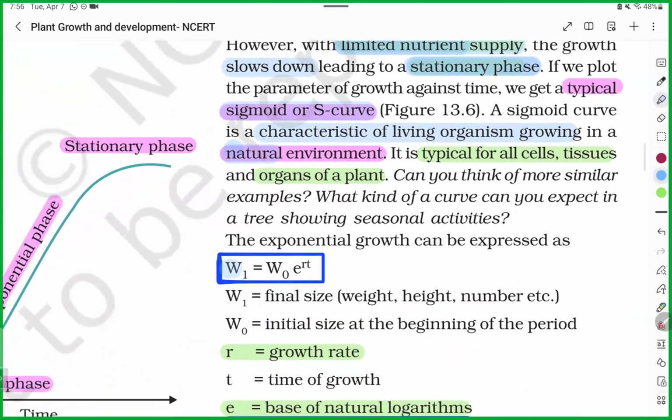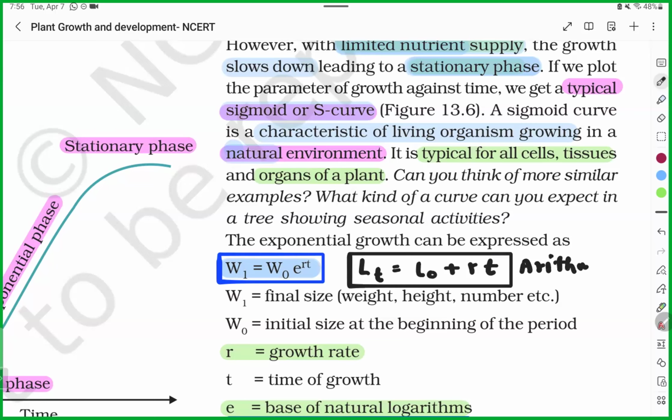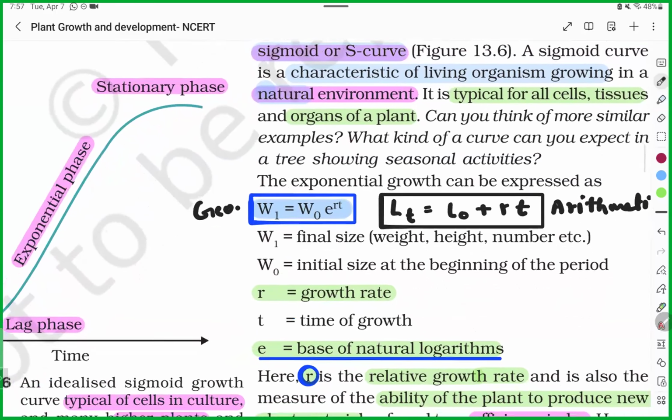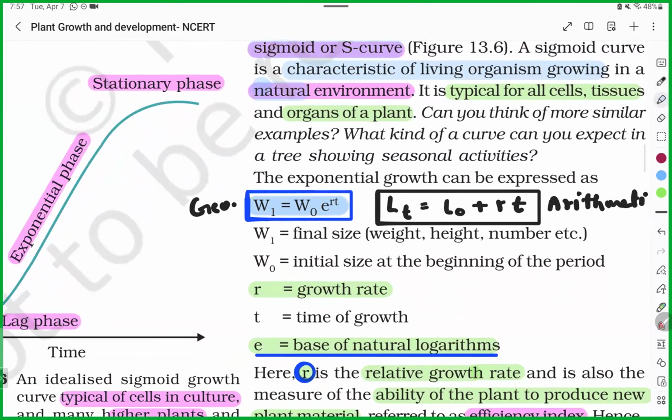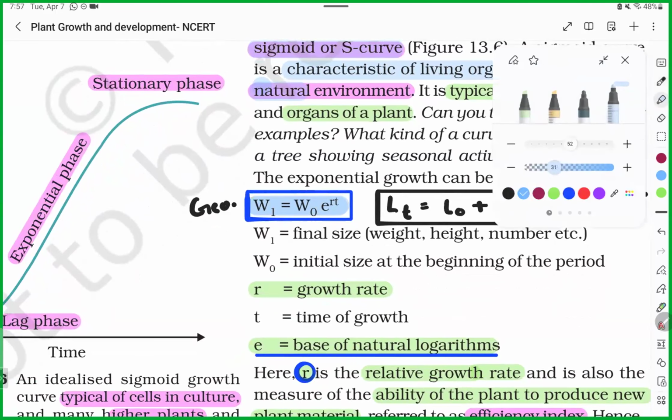Here you can take the example of weight. So equations are different. In case of length, the equation was LT is equal to L naught plus RT. Correct. This was for the arithmetic growth. This is for geometric growth for weight. WT is equal to W naught e^RT. Correct. Final size. And final size can be given in different forms.